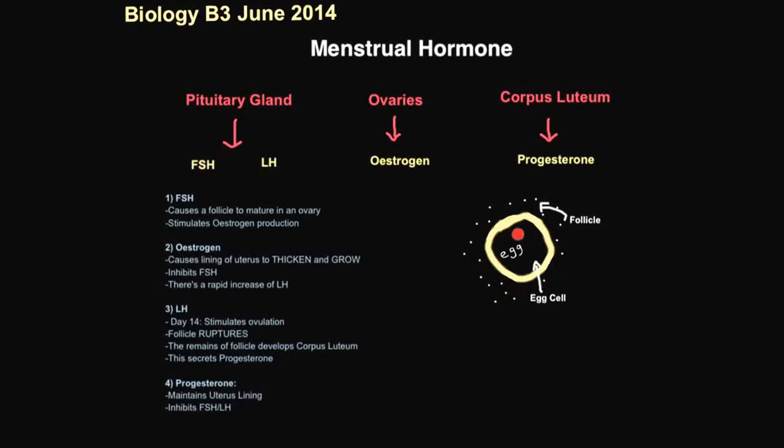When this is released, it produces another hormone called estrogen. Now, estrogen causes the lining of the uterus to thicken and grow. When it has grown and is really thick, this stimulates LH, which is produced in the pituitary gland. So, FSH, we just said, this means FSH is inhibited.